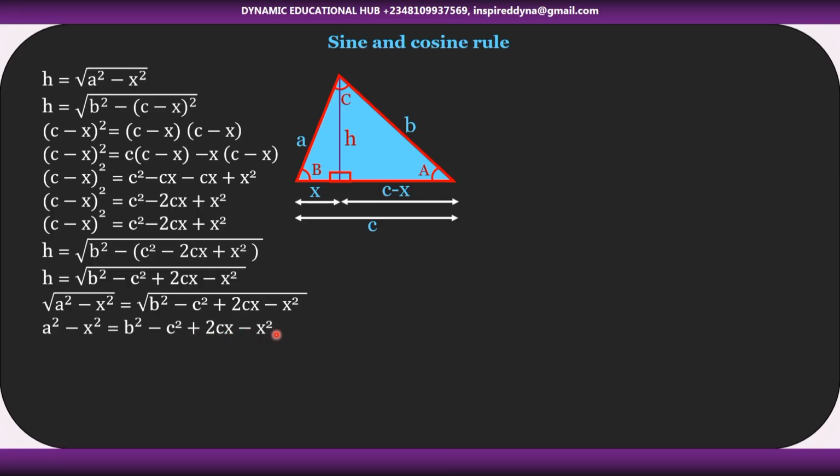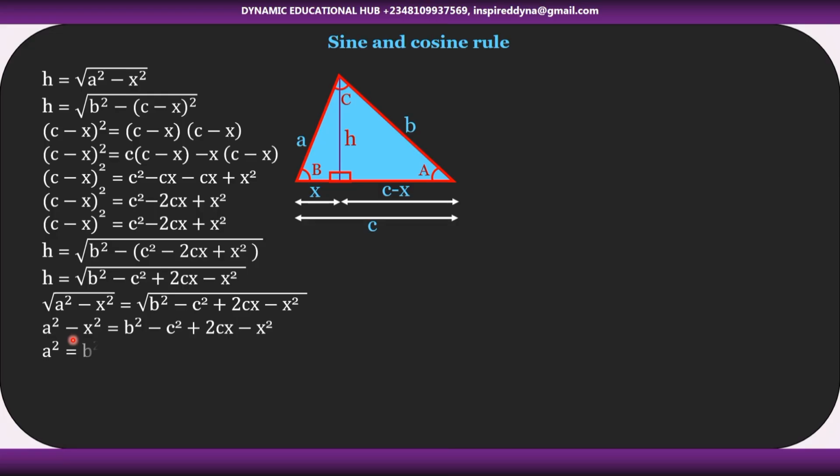Let's see something here before collecting items. We have minus x squared here, we also have minus x squared here. So if you add x squared to this side, you must add x squared to this side. So x squared will cancel x squared. That is what I'm saying. Or you bring this minus x squared to the other side, it becomes plus x squared, and it will cancel this. So we can remove the minus x squared from both sides.